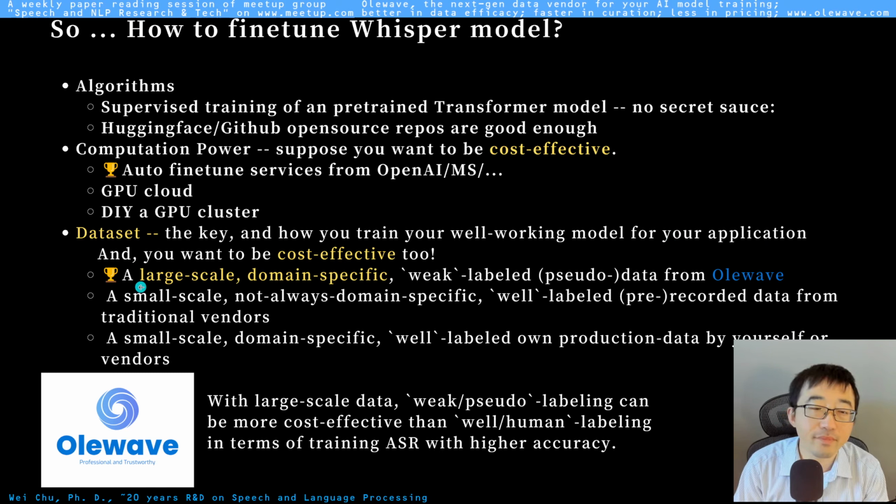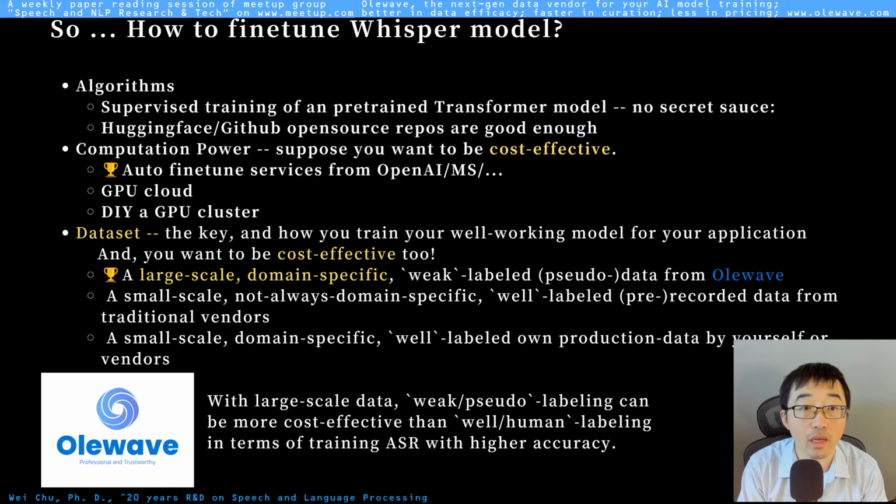Okay. And even when you want to get your data, you also want to be cost effective. There are mainly three approaches. I will start with the second one first, because this is the most common approach. Suppose you want to launch an e-commerce platform with speech recognition capability, which can automatically handle the customers' phone calls. Okay.